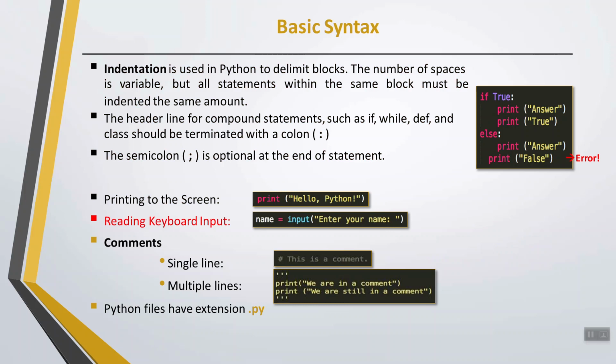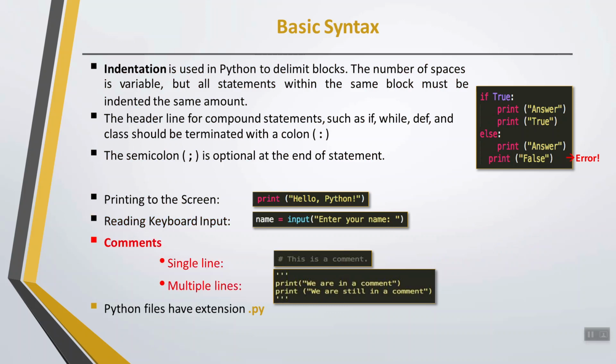Reading keyboard inputs. If we need some input values from users, we can use the simple keyword input. So the input statement is very easy in Python as well, but it varies in different versions. In the 2.7 version of Python we can use raw input, but in the latest version we can simply use the input keyword to take the input from the user.